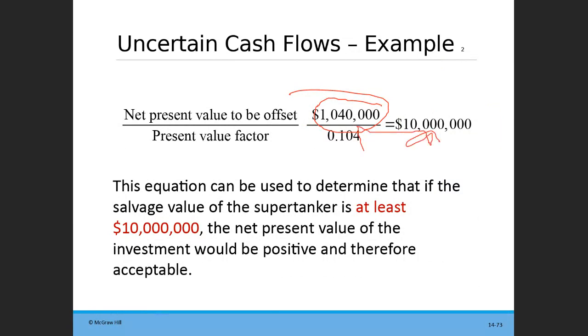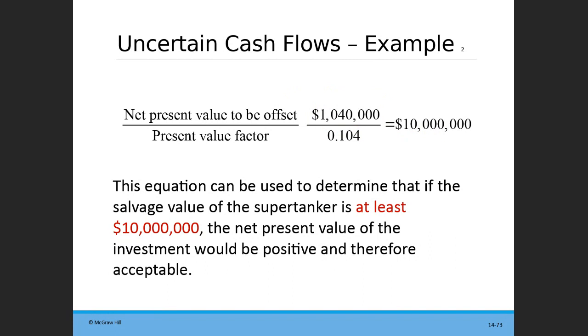Normally we've been discounting the cash flow, right? We'd say we have a salvage value of $10 million. What is that in today's value, right? And so we'd go find the present value factor and apply that. Well, this is the same thing, right? If I take 10 million times 0.104, I come up with 1,040,000, right? So this is just restating that, right?